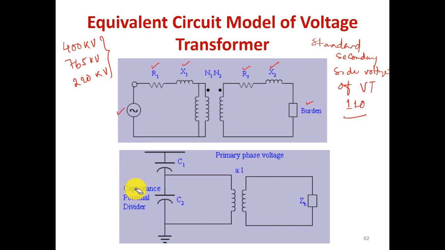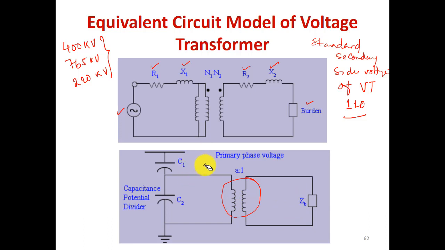Now you can see in this figure, we have two capacitances connected as a potential divider, and then the voltage across C2 is applied across the VT. Here it is shown an ideal VT, sorry, the ideal VT is the voltage transformer, right? So this is the ideal VT, and ZB is the burden.